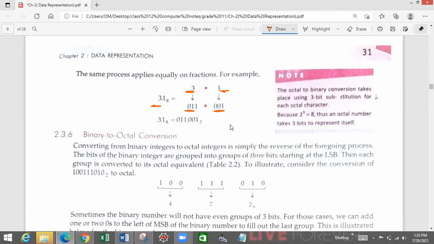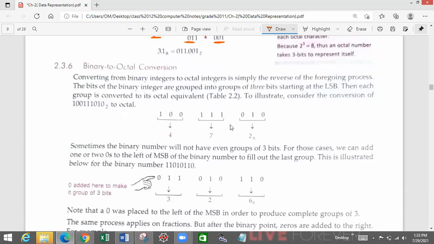Now suppose I want to convert binary to octal. I have a number given in binary and I have to convert it to octal. So what I can do there is just the reverse of the previous process. We need to group whatever binary number is given into groups of 3 bits starting from the LSB. LSB is on the rightmost side. So suppose this is my number. From this part, from here, I will start and group 3 bits.